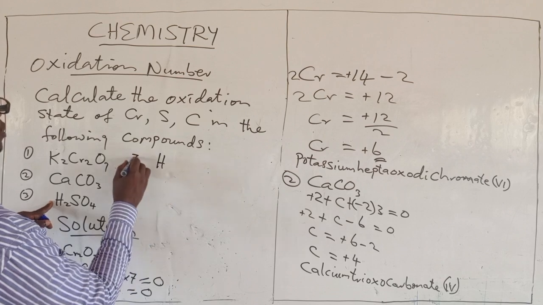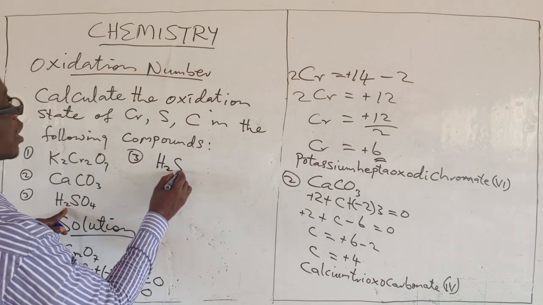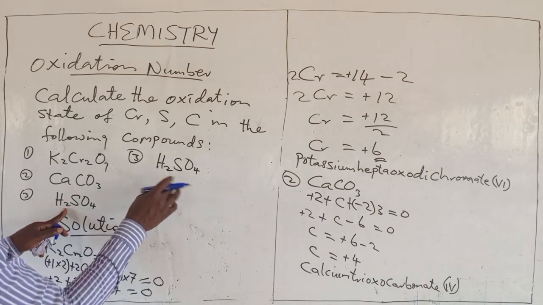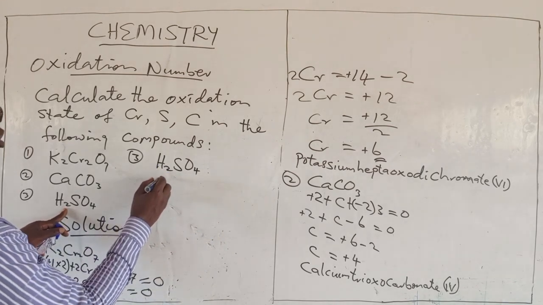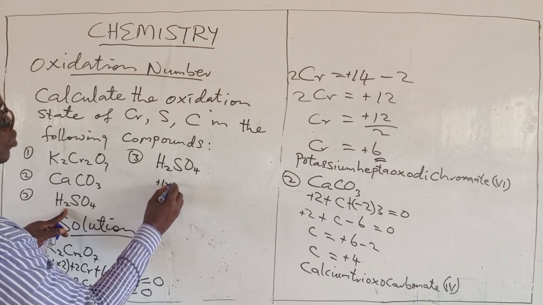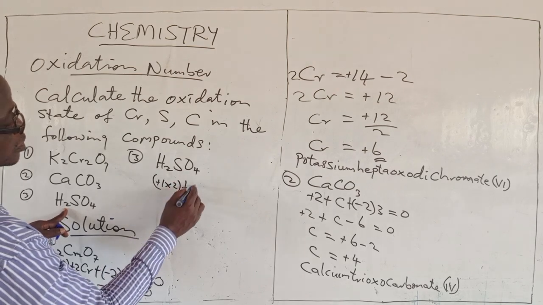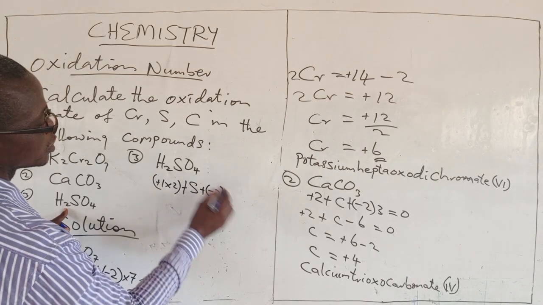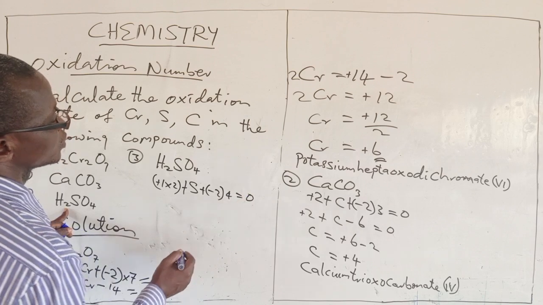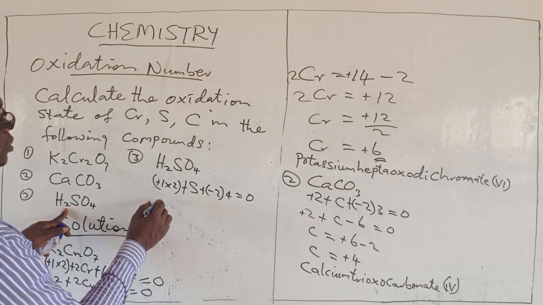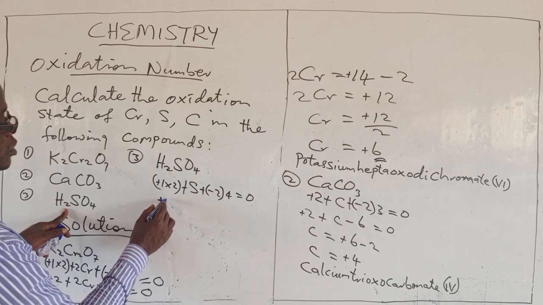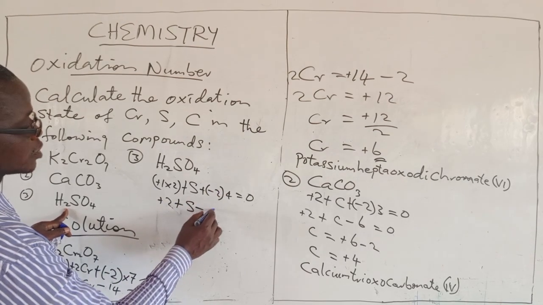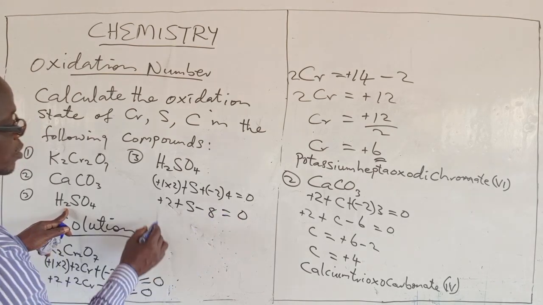H has 3, H2SO4. So remember I said H can be plus 1 or minus 1, but in this case it's plus 1 times 2. Plus sulfur, you don't know. Plus minus 2 times 4 equal to 0. Then plus 2 here, multiply this. Plus sulfur minus this times this, 8, equal to 0.